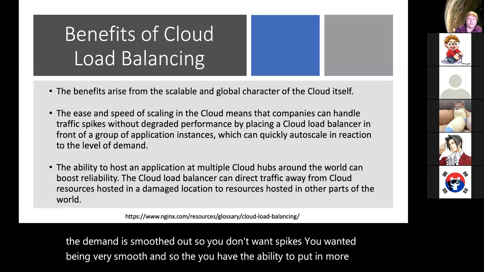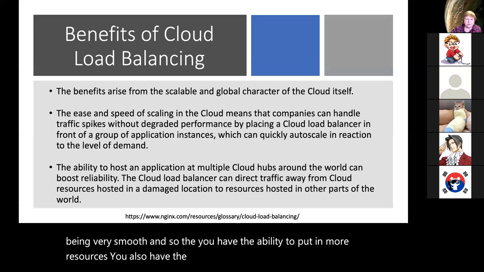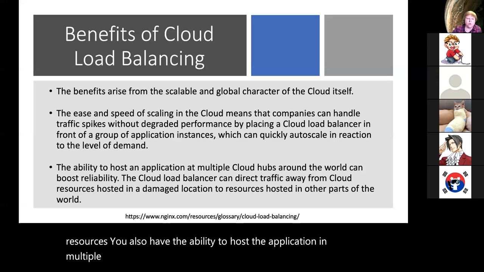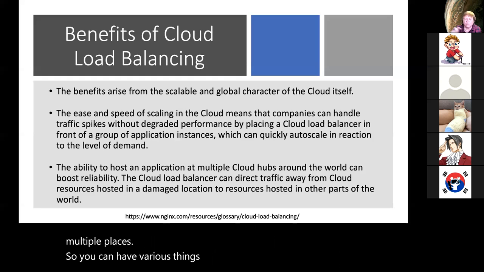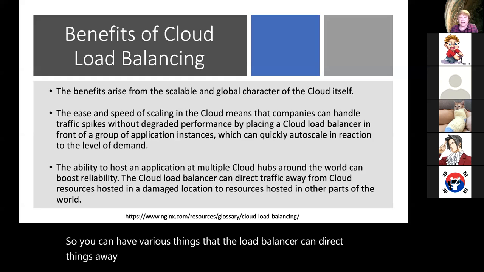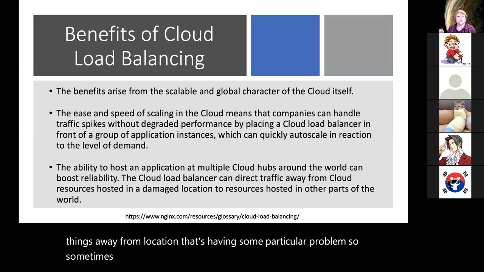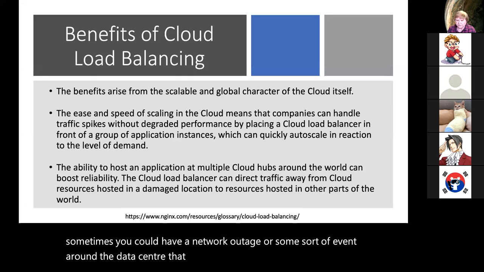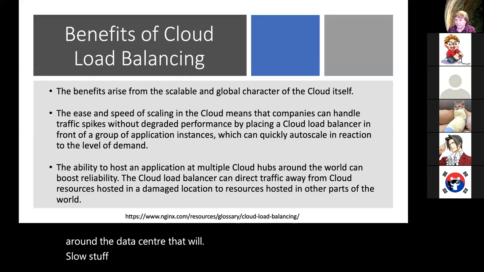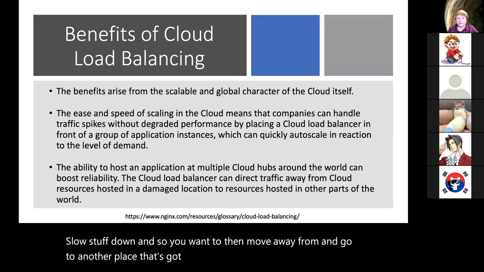You also have the ability to host the application in multiple places. So you can have various things. The load balancer can direct things away from a location that's having some particular problem. So sometimes you could have a network outage or some sort of event around the data center that will slow stuff down. And so you want to then move away from that and go to another place that's got much better response. And so you can do all of that within the cloud.